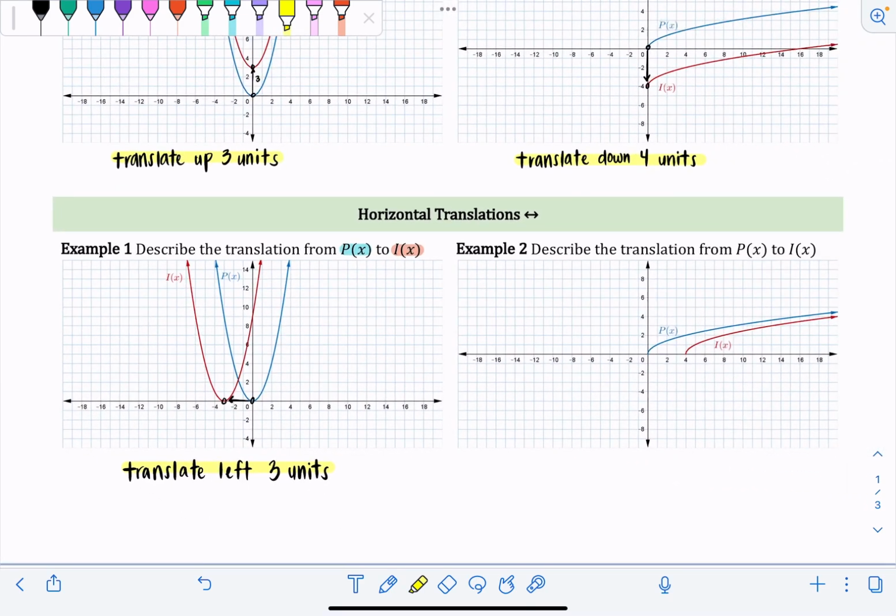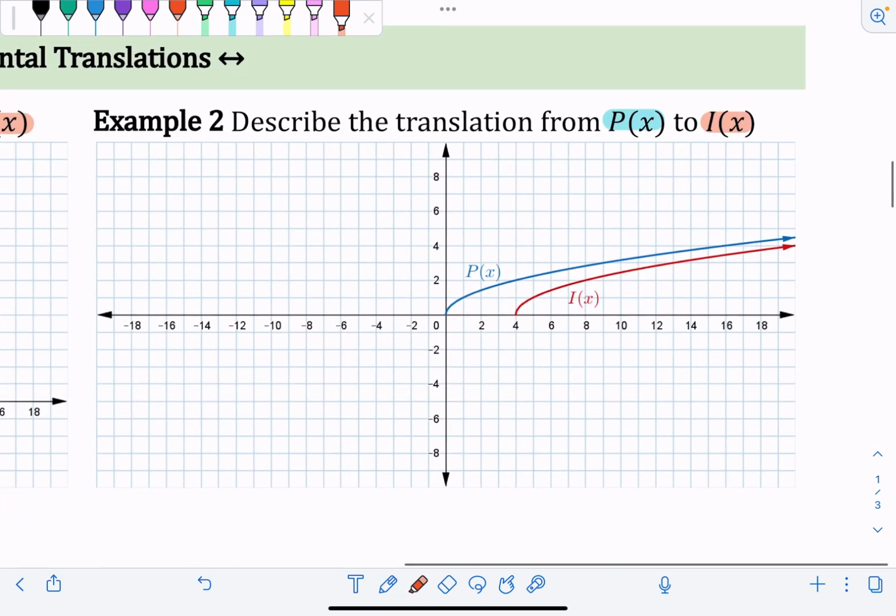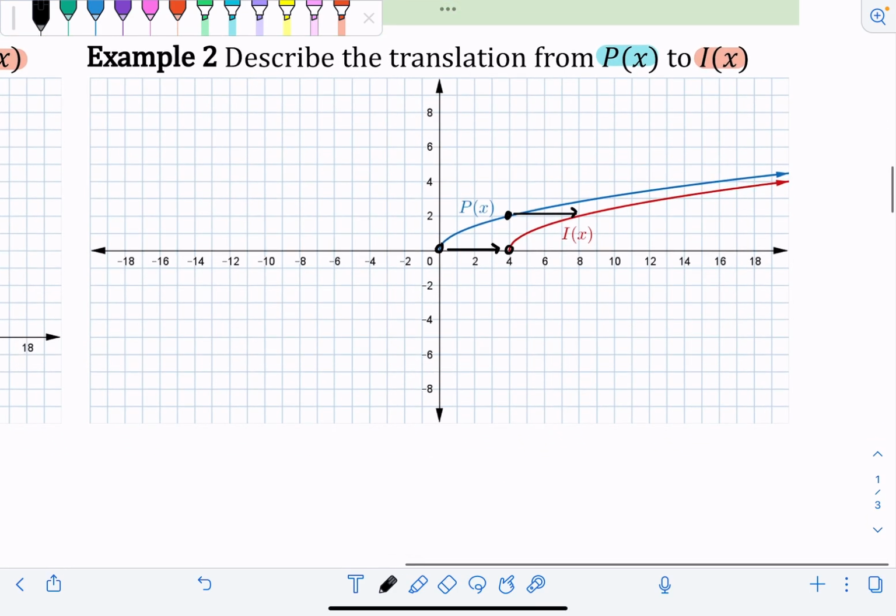And then for example 2, describe the transformation from p of x, which is the blue one, to I of x, which is the red one. These are a couple of square root graphs. So on square root graphs, it's probably best to look at those starting points. On p of x, it's at 0, 0, and on I of x, it's at 4, 0. So ask yourself, how do I get from 0, 0 to 4, 0? I have to move 1, 2, 3, 4 units to the right. And so that means every point on p of x is moved 4 units to the right. And that keeps the graphs the same shape, just slides everything over.